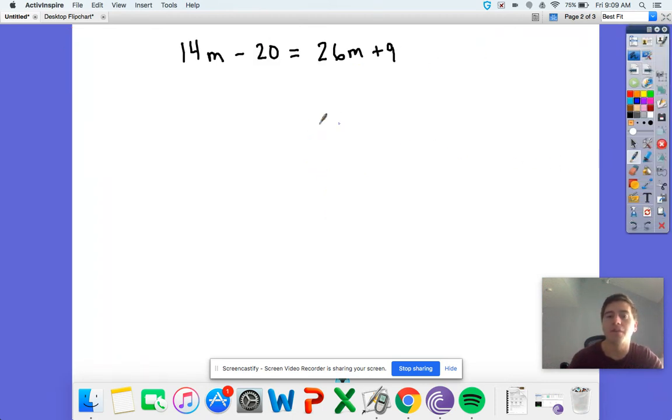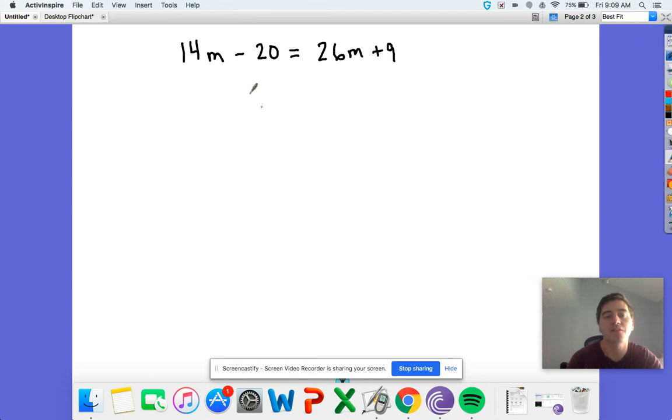Another example here. This one's a little different because we have variables on both sides, right? So we got one right here and right here. The only difference is we're going to get rid of them on one side so that they're only on one side. We get to pick which side, so it doesn't matter. I'll say I'll get rid of these 14.